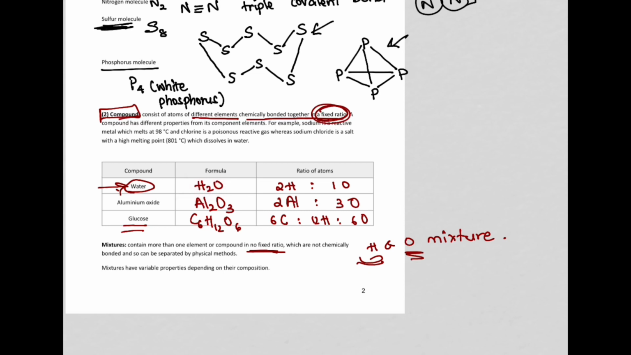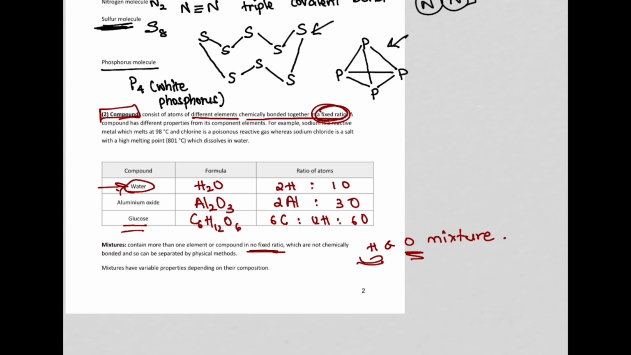Compounds will have different properties than their constituent elements. Water is very different from hydrogen or from oxygen. The properties of water are different from the properties of the hydrogen and oxygen that make it up. Another example: sodium is reactive, melts at 98. Chlorine is poisonous, whereas sodium chloride is salt, so it's not poisonous, dissolves in water and has a very high melting point. So you can see how the compound is different from the constituent elements.